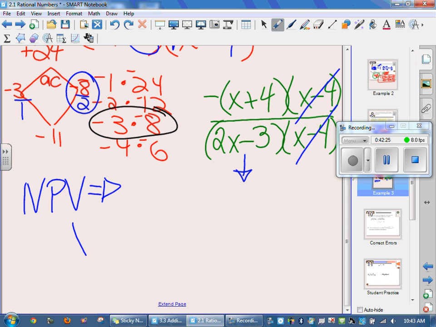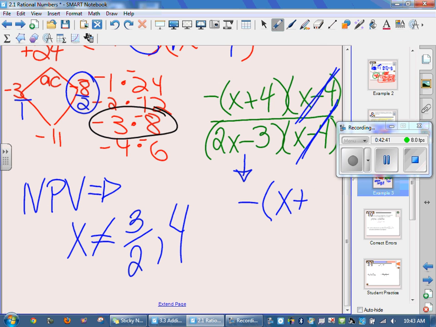Negative x plus 4 on top of 2x minus 3. Final answer, you can't go any further. All of it is necessary for your final answer, which means you need to have your non-permissibles. If you forget your non-permissibles, you're losing marks.